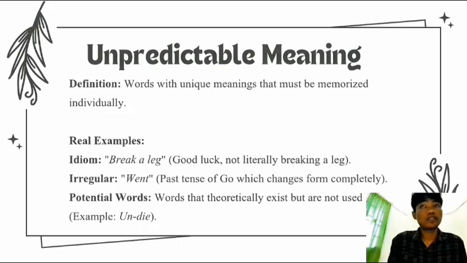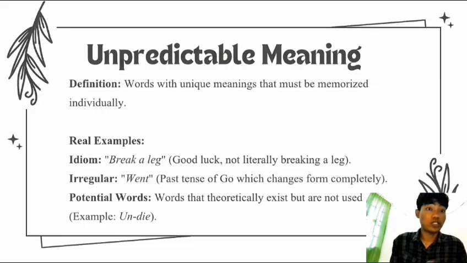Another example is irregular verbs like do, did, done, go, gone, or break, broke, broken, and we have to memorize them so that we can know the meaning of the words.